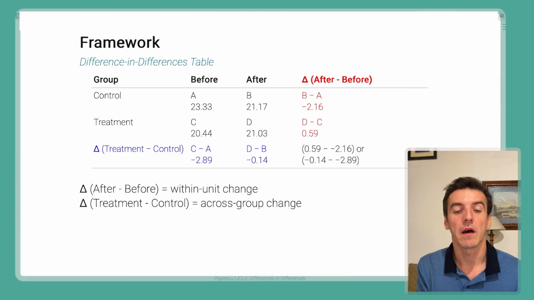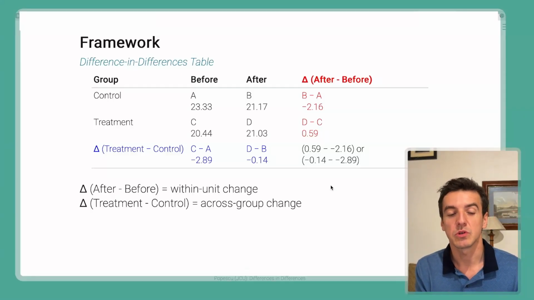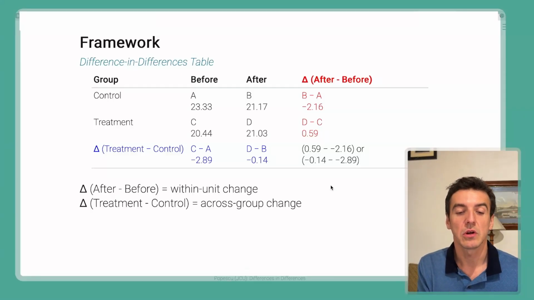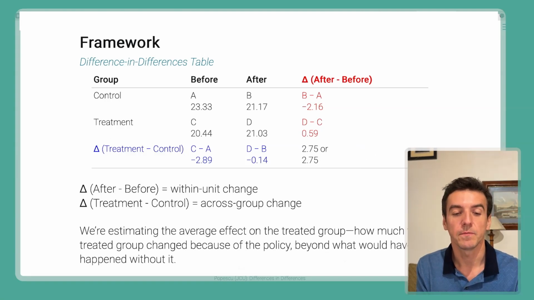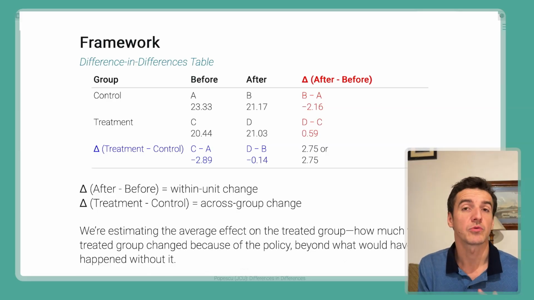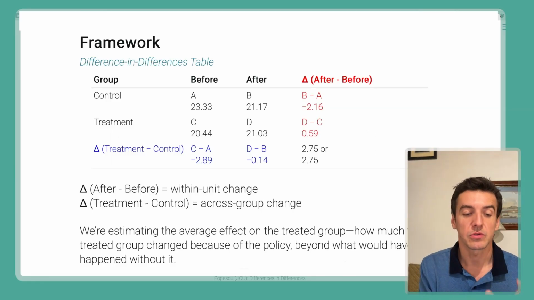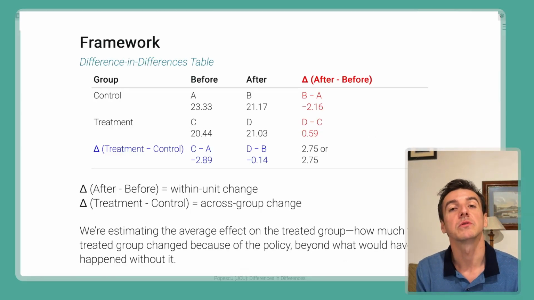So notice that we have a difference here of 0.59 and then a negative difference here of 2.16. If we do both the within unit change and the cross group change, we end up with these differences, which result in 2.75. So once again, what we're trying to do here is to estimate the average effect on the treated group, essentially how much the treated group changed because of the policy beyond what would have happened without it.